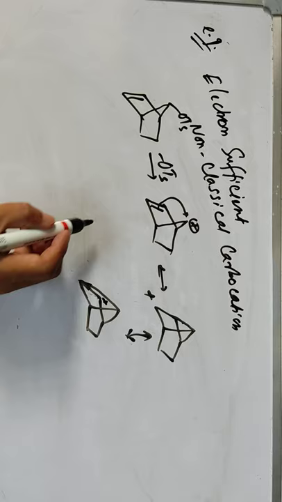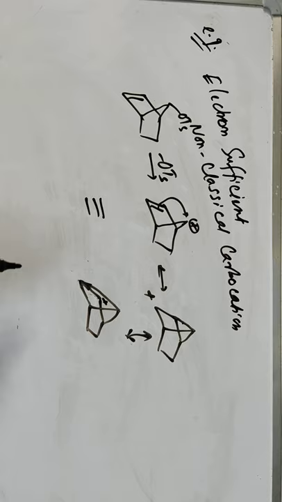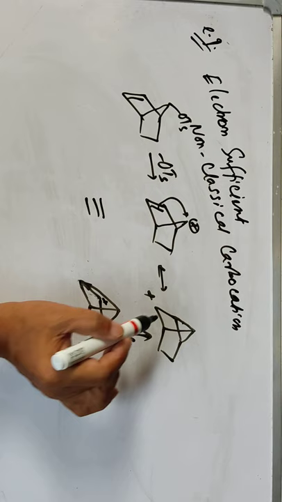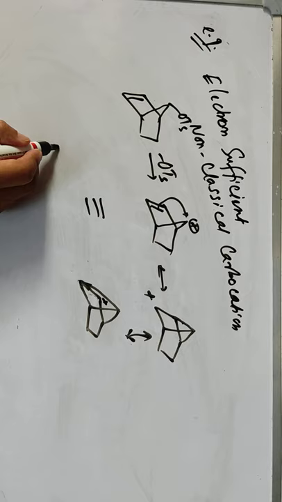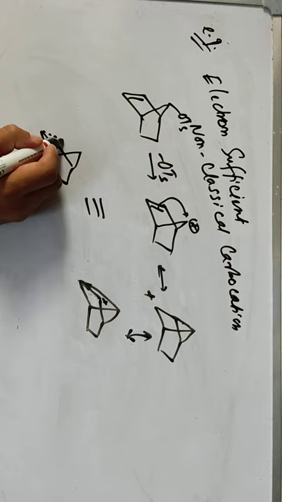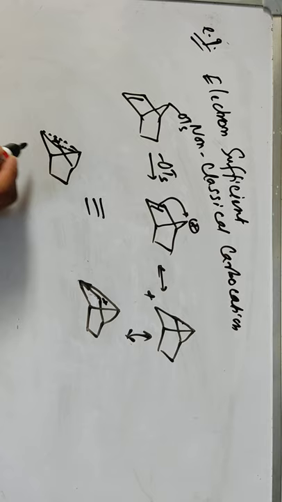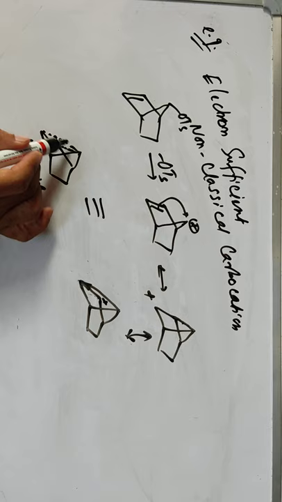So here three centers are involved: one, two and three. This here is a non-classical carbocation. Depending, we can represent this one as a hybrid of classical carbocations, and these pi electrons are delocalized in these three centers, 1, 2, 3. So this is a non-classical carbocation.